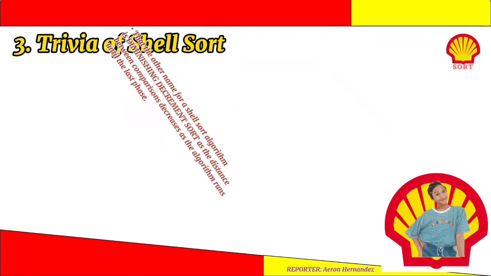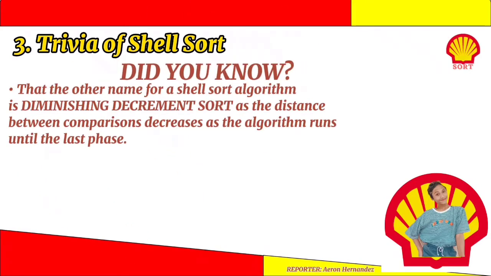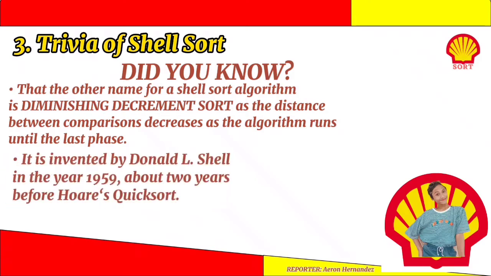Did you know that the other name for the shell sort algorithm is diminishing decrement sort? This is because the distance between comparisons decreases as the algorithm runs until the last pass. Shell sort was invented by Donald L. Shell in the year 1959, about 2 years before heapsort.